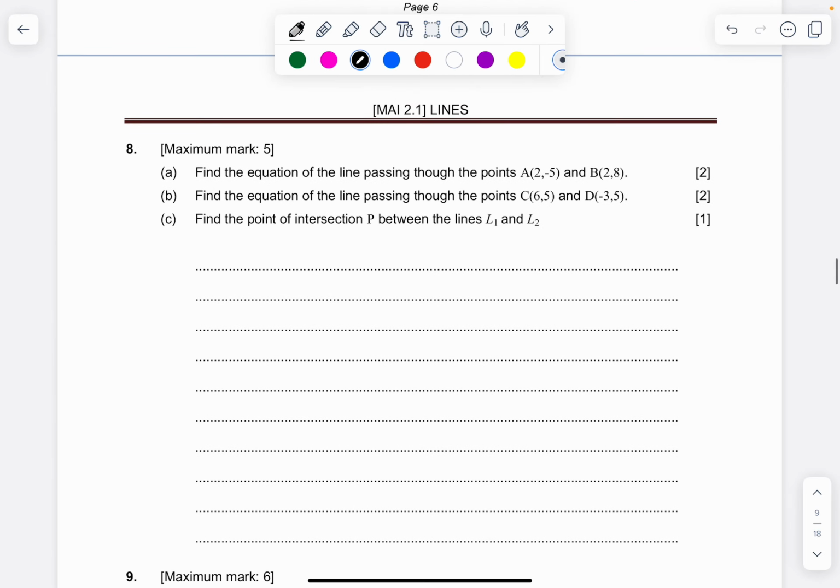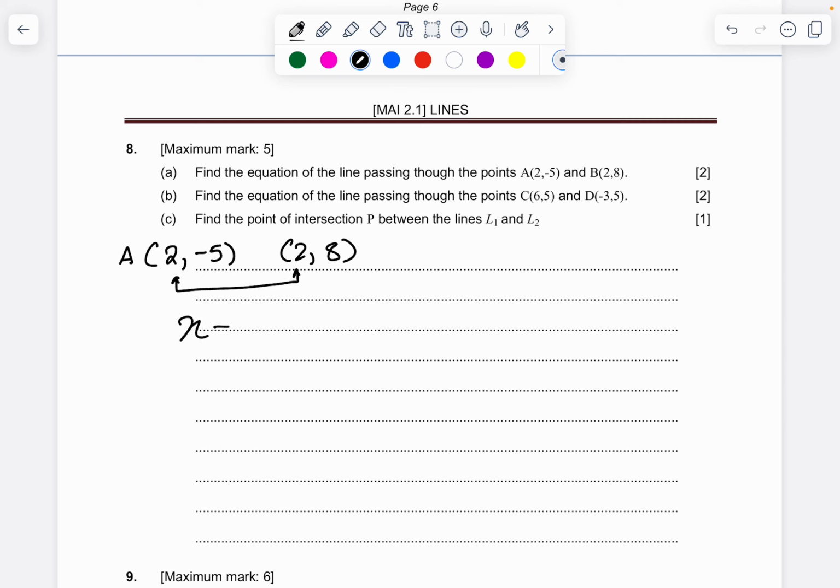Question number 8. Find the equation of a line passing through 2, minus 5 and 2, 8. A is 2, negative 5 and 2, 8. Now we see that these two have the same x coordinates. If they have the same x coordinates, the equation will be x equals 2. Simple to remember: if same x coordinates, the equation will be x equals k.